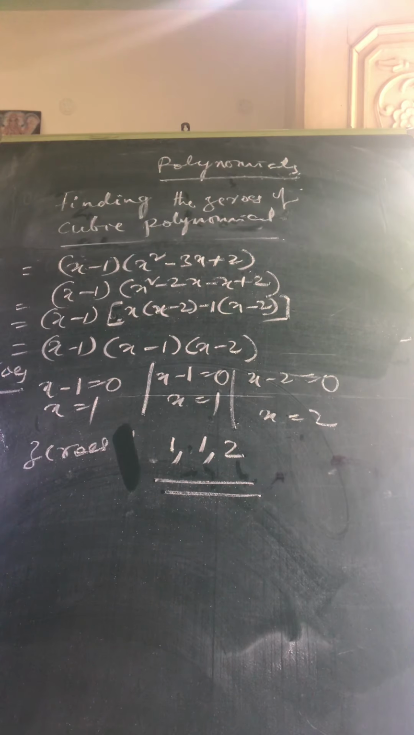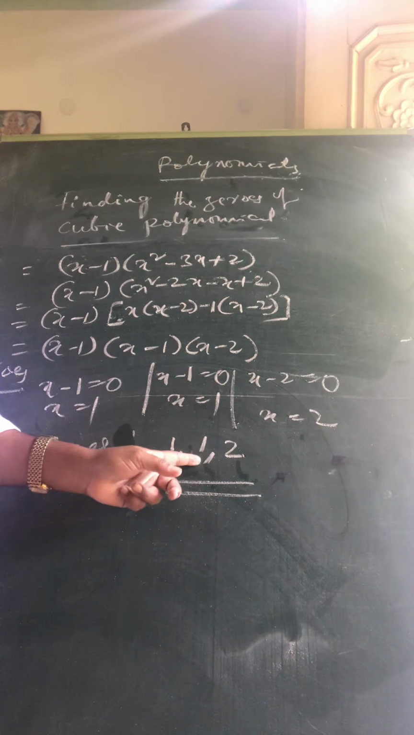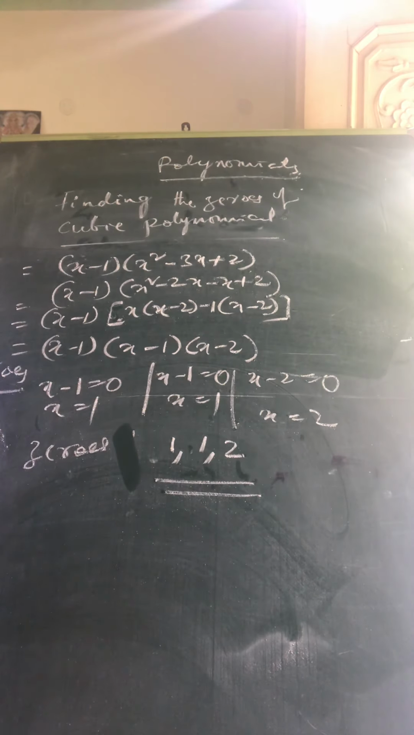So this is the method to find the zeros of the cubic polynomial. What is this method called? Trial and error method. Now we are going to learn the verification of the coefficients and also the zeros. Already you got that the zeros are 1, 1 and 2. That is the verification.